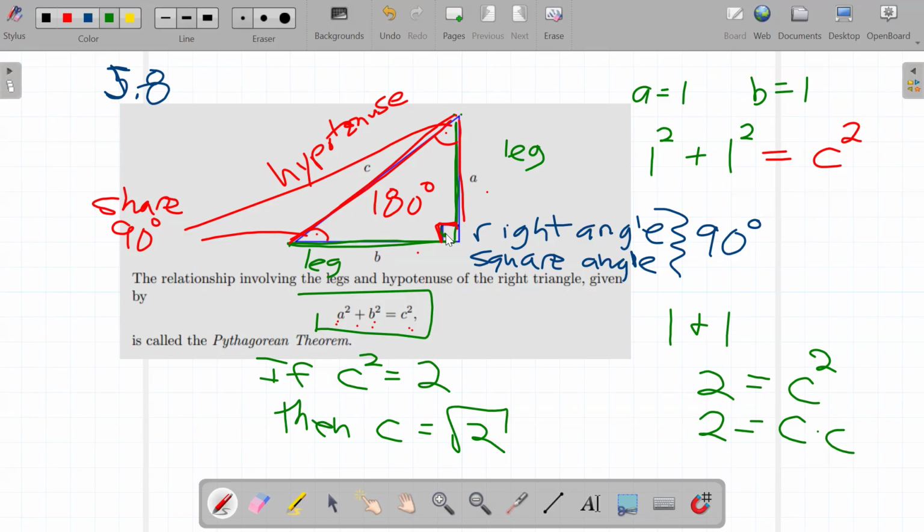Here's the crazy thing, though. Thousands of years ago, when people discovered this, they believed the world was rational, which meant you could describe the world with whole numbers and fractions. Problem: this number cannot be written as a fraction.